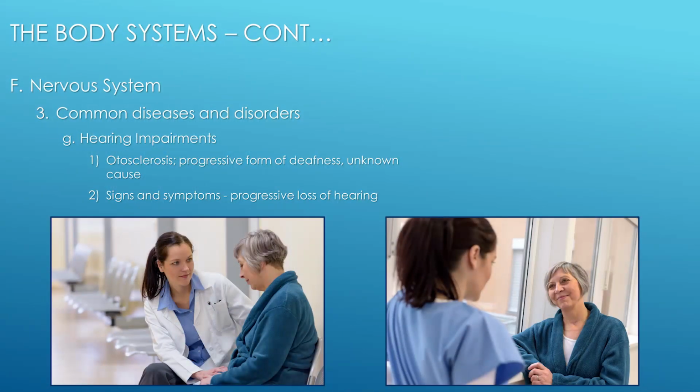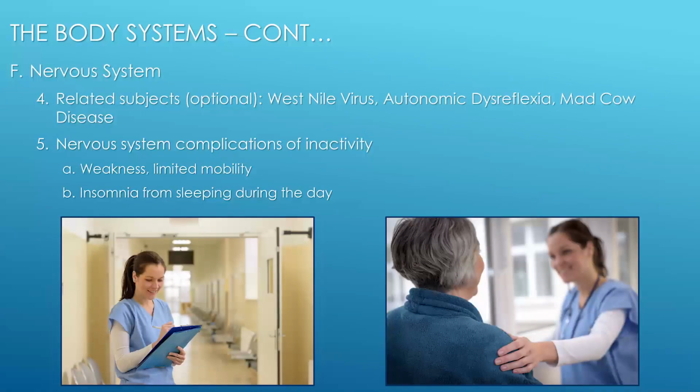Hearing impairments. Otosclerosis: a progressive form of deafness with an unknown cause. Signs and symptoms are progressive loss of hearing. Related subjects, optional: West Nile virus, autonomic dysreflexia, and mad cow disease. Nervous system complications of inactivity: weakness and limited mobility, insomnia from sleeping during the day.